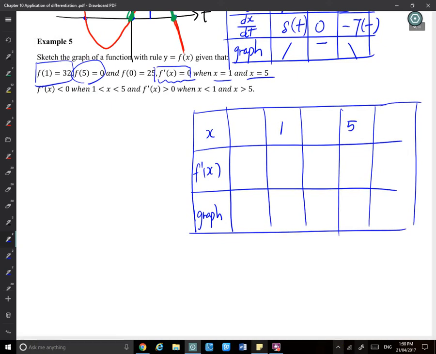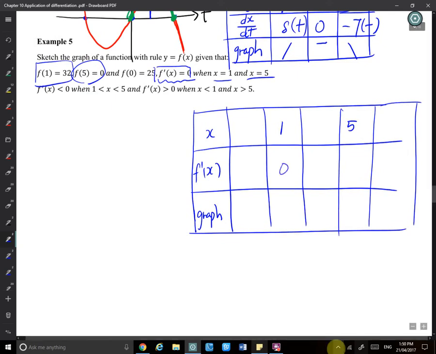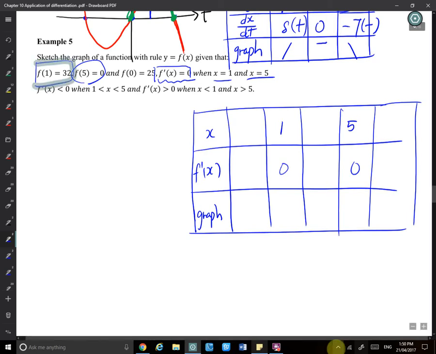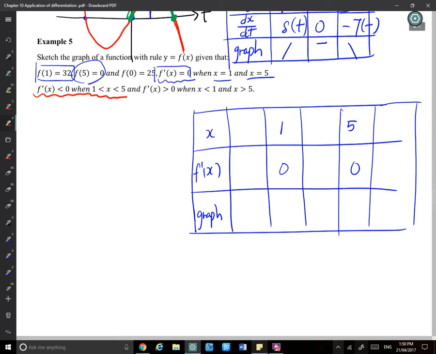Okay, when x equals 1 and 5, f dash x equals 0, so those 2 points are 0. And then the next thing you know is f dash x smaller than 0. Okay, f dash x smaller than 0 when x is in between 1 and 5. Your f dash x is negative in between 1 and 5.